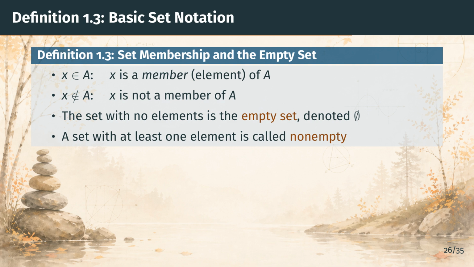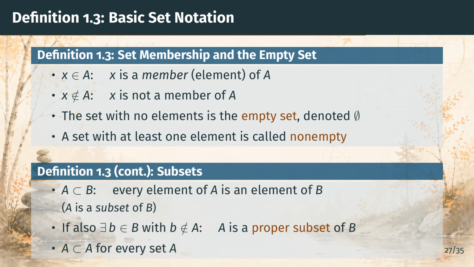The set which contains no element will be called the empty set, denoted by the symbol that looks like a 0 with a slash through it. If a set has at least one element, it is called non-empty. The empty set is a perfectly valid set in mathematics. It just happens to have nothing in it. It may seem like a trivial concept, but the empty set plays an important role in many definitions and arguments throughout analysis. Next, we define the notion of a subset.